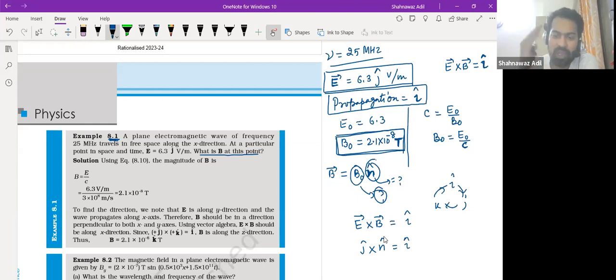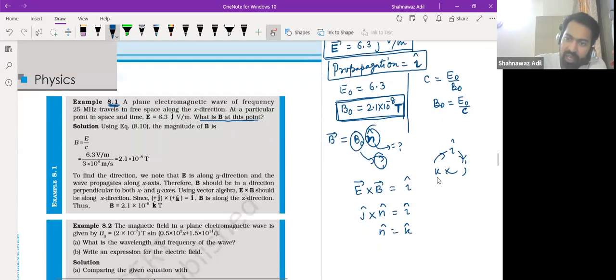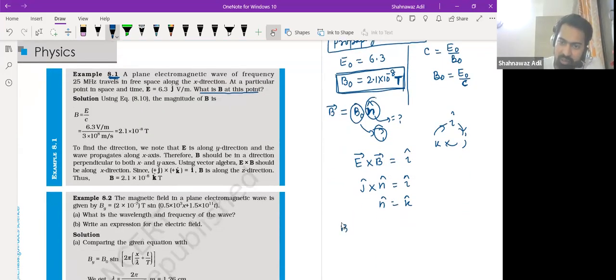What gives you I hat? J cross what gives you I hat? Yes, K, right? So the direction of the magnetic field, N hat, would be K hat. So then your magnetic field would be how much? The magnetic field would be B naught, which is 2.1 into 10 to the power minus 8, and that is along your K.